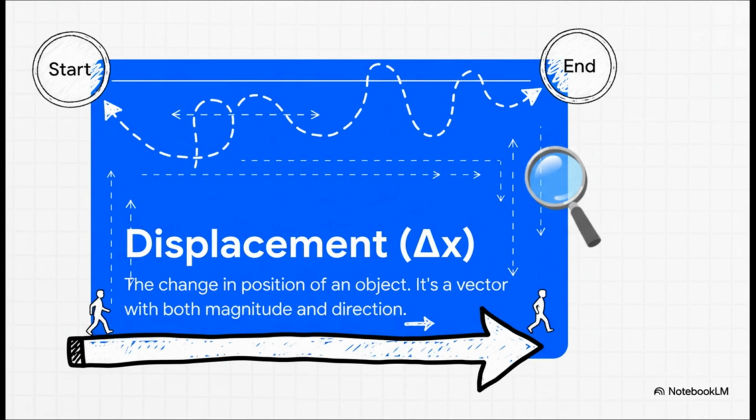But of course, things rarely stay put. The change from one position to another is what we call displacement. Now, what's really important to get here is that displacement only cares about where you started and where you ended. It doesn't care about the winding, scenic route you might have taken. It's just the net change, from A to B.